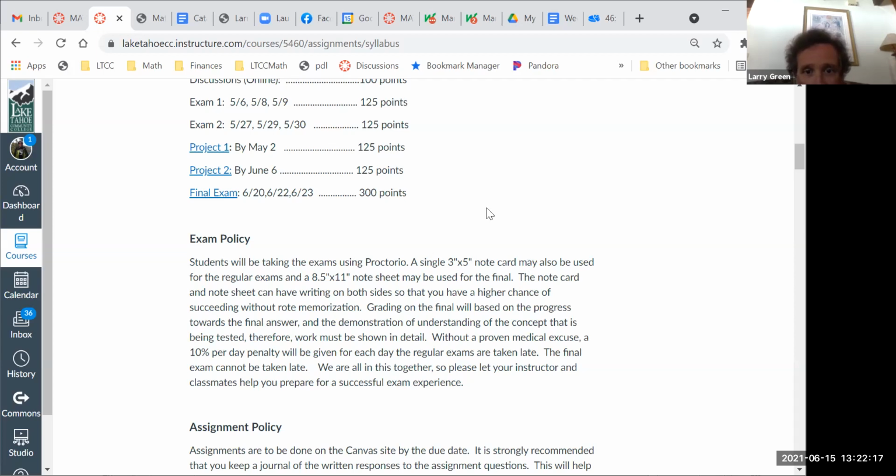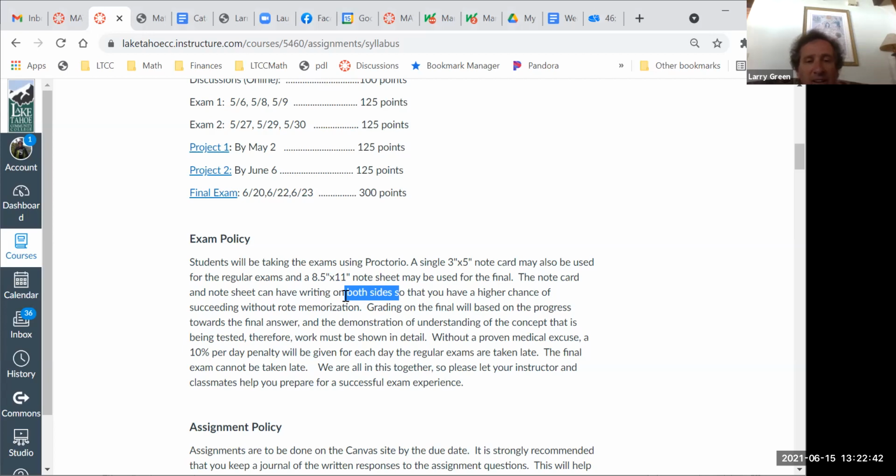So it says that for the regular exams and an 8.5 by 11 note sheet may be used for the final. Okay. And it says both sides can be written. So that's a lot of real estate, by the way. A full piece of paper, front and back, you could put a lot on it. And I do recommend you put a lot on it.